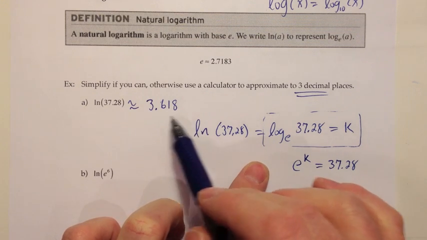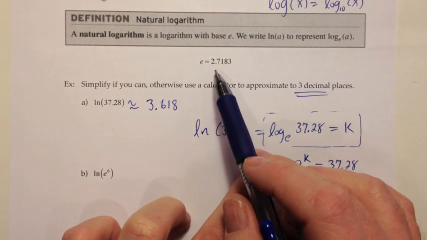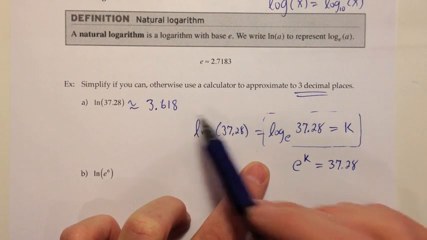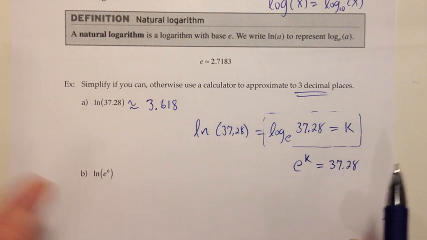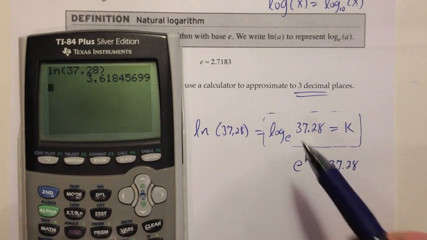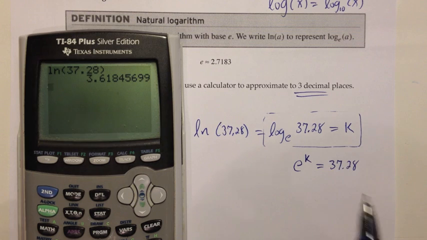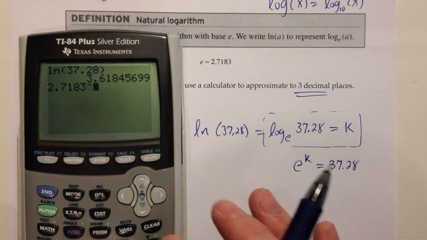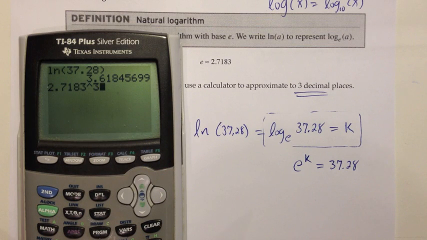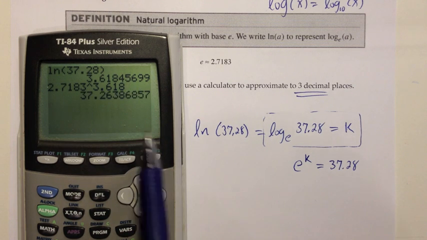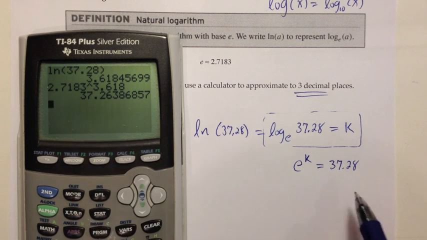If that's correct, then if I take this number e and raise it to the 3.618, I should get this 37.28. So let's try that and see if our answer makes sense. If I take e, 2.7183, and raise that to the answer I got from my calculator, about 3.618, then if that's working correctly, that should be 37.28. When I do that, I get 37.26, so that's super close.